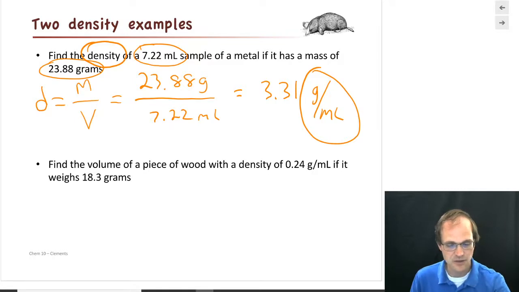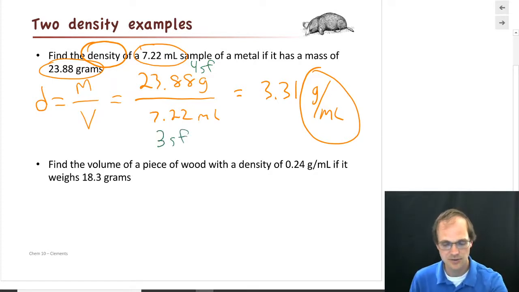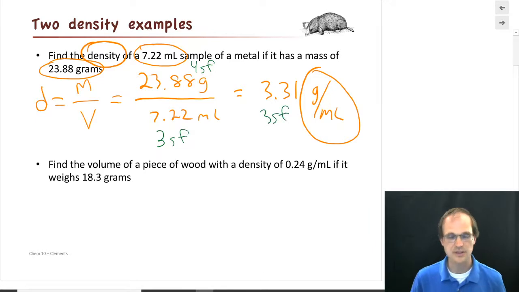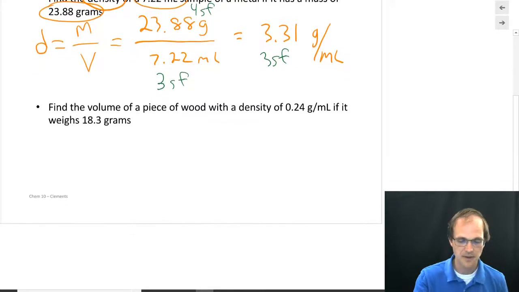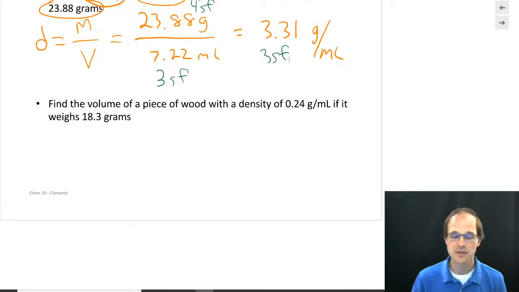Significant figures, we do significant figures when we do density. This top one has 4 significant figures. This bottom one has 3 significant figures. It's division, which means our answer can only have 3 significant figures. And we get 3.31 grams per milliliter as the density. But, you know, any of those variables we can solve for in density. We can solve for d, m, or v as long as we have the other two.